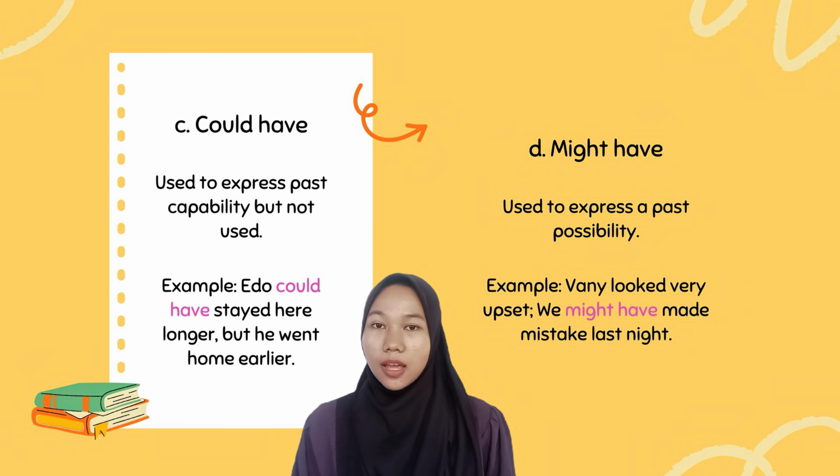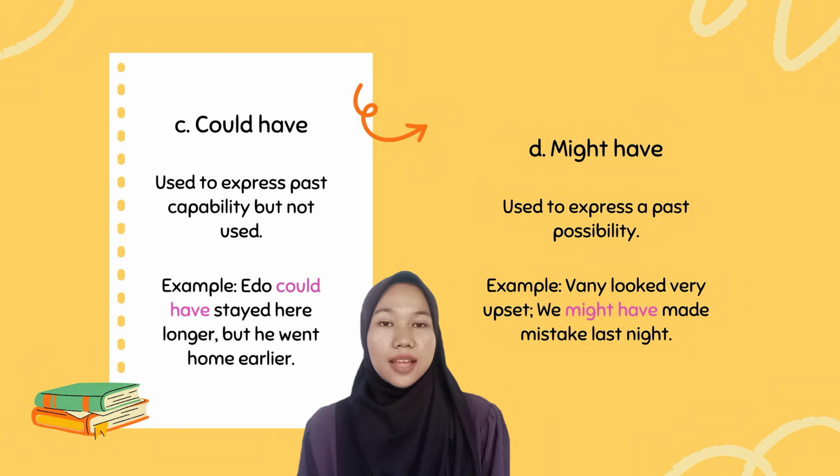Might have. Meanwhile, might have is used to express a possibility in the past. We use it when we are uncertain about whether something happened or not. For example, Fanny looked very upset. We might have made a mistake last night.